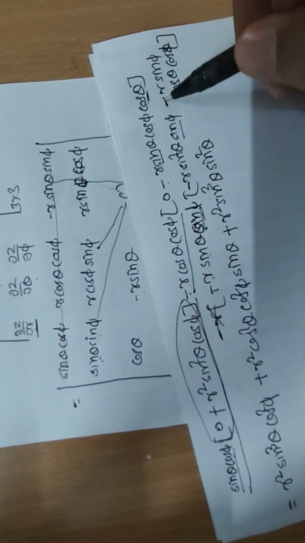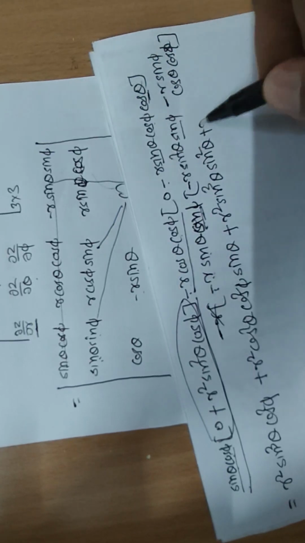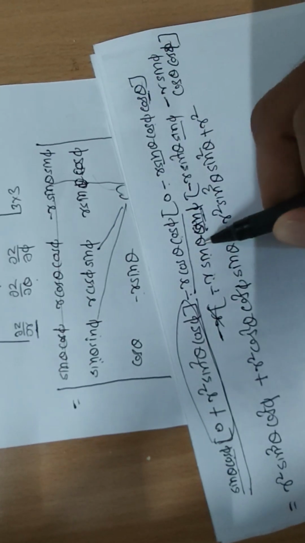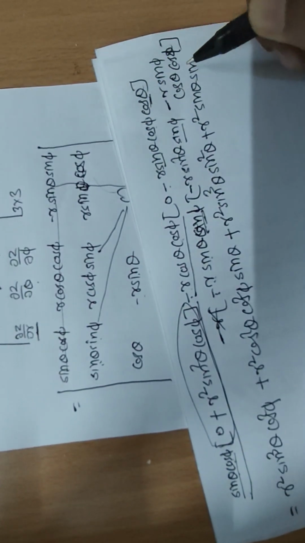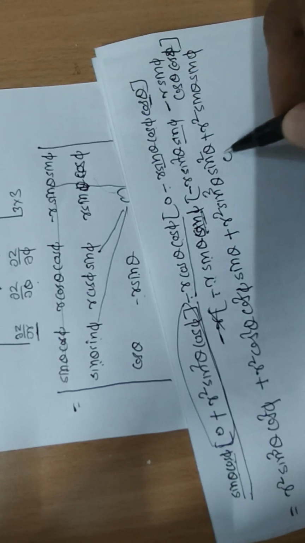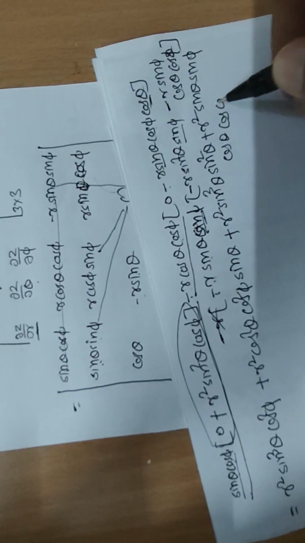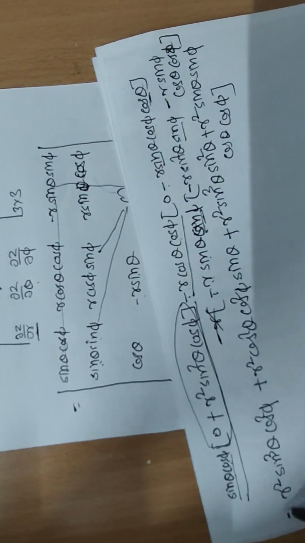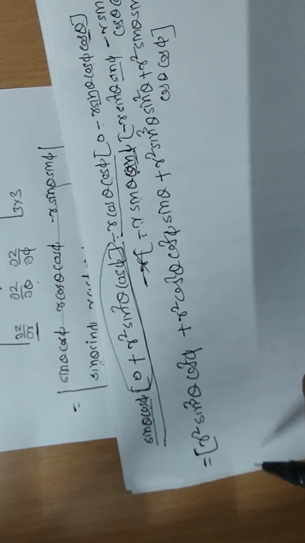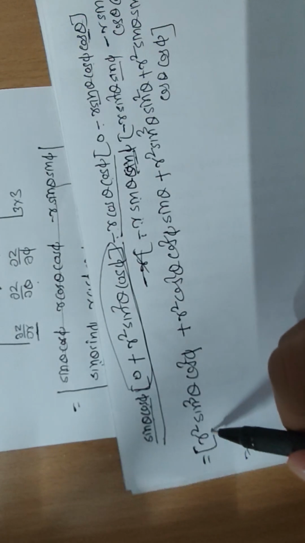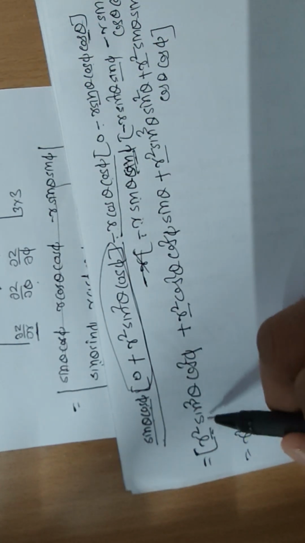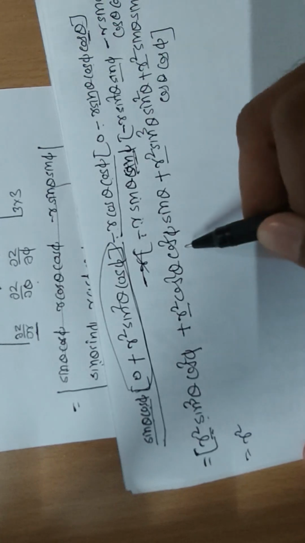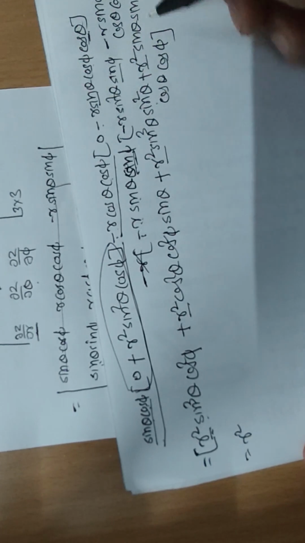Then this minus into this minus is plus, r into r is r square, sin theta into sin phi. Okay, sin theta sin phi and cos theta cos phi, remaining terms as it is. Okay, bracket close. Next, look at this, all the terms have r square. I am taking r square common, with sin cube theta here, sin theta here, sin square theta here, sin theta here.